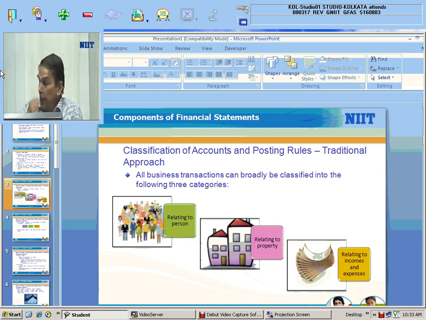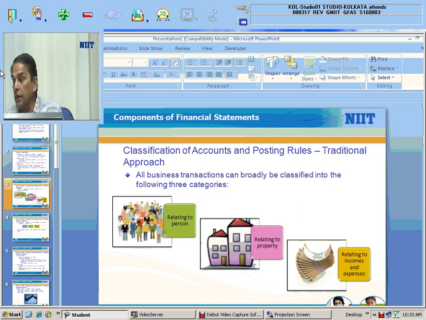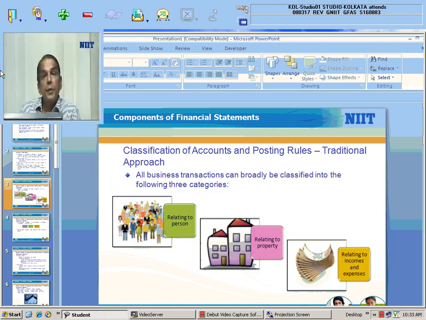Buying of land, buying of an asset is basically related to a property. And there are certain other transactions which are related to income and expenses. A company pays salary to its employees. So payment of salary is an expense for the company or the business. So transactions can be related to expenses, transactions can be related to property, transactions can be related to a person. So all business transactions can be classified or thought of either relating to property or to person or relating to income or expenses.